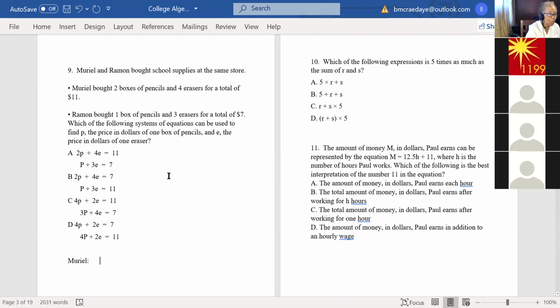I thought that was the price. No, the big P is the price. Oh, the big P is the price. The little p is pencils. That stands for the cost of the pencils, right? The little p stands for the cost of the pencils. The little e is the cost of the erasers per eraser. And the big P is the price.